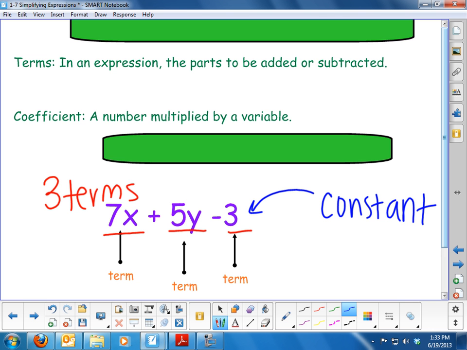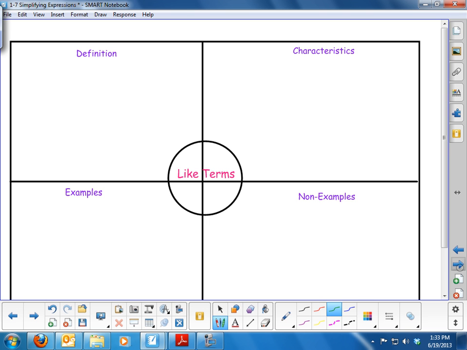Our coefficients in this example are the 7 right there and the 5, because the 7 is being multiplied by the variable x in this term. So the 7 is our coefficient, and in the second term, the 5 is the coefficient because it is the number that was multiplied by the variable y. An informal way of saying it is it's always the number that comes in front of a variable.